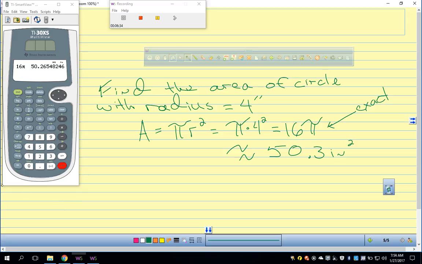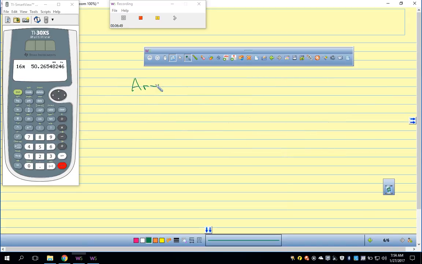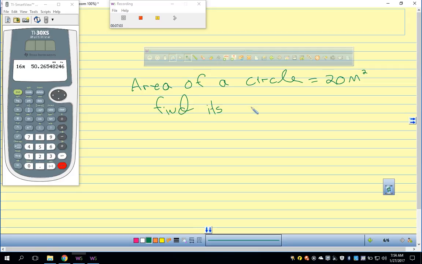Okay. It gets slightly more complicated. Area of a circle. So let's do another one. Area of a circle equals 20 meters squared. Find its radius to the nearest tenth. You can tell me how to set that up.